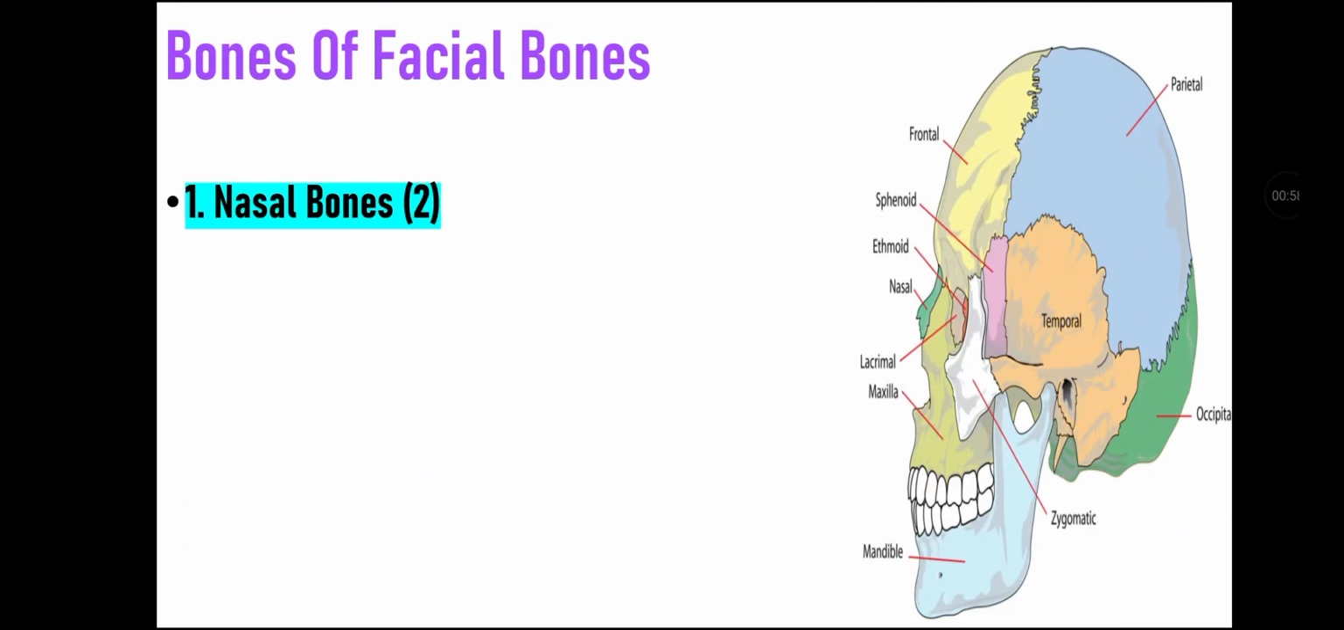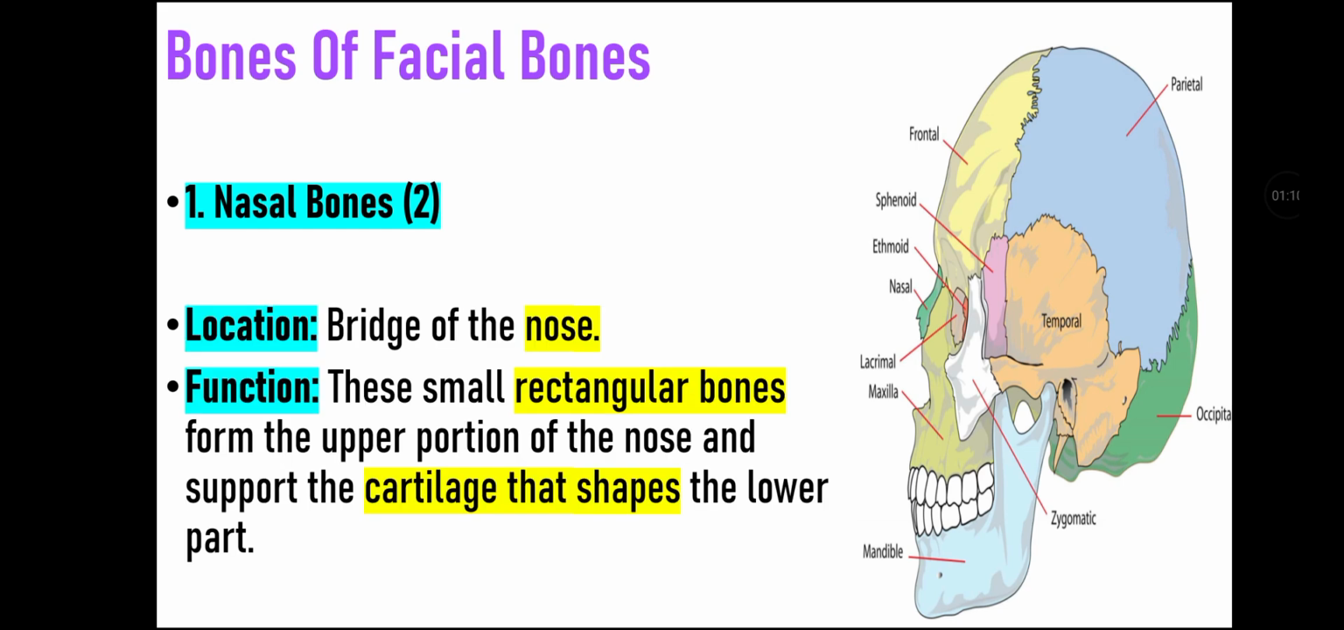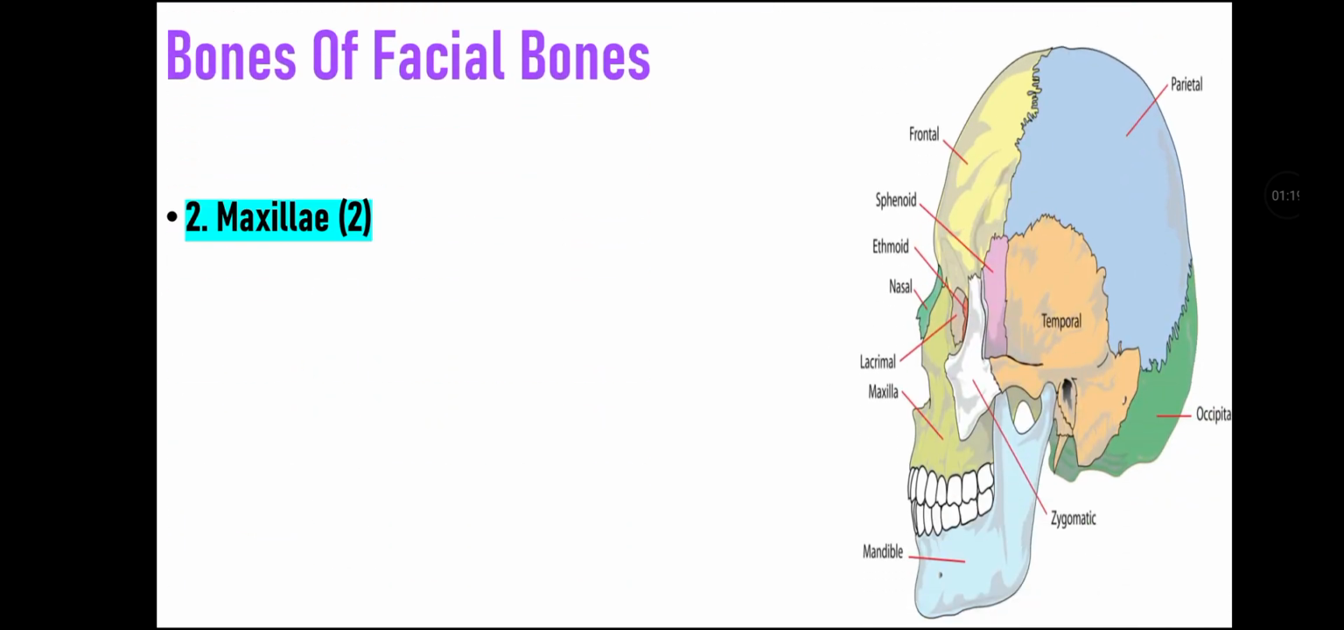First we have is nasal bone, that you can see in diagram. The green color bone in front is a nasal bone. It is pair bone, that means there will be two nasal bone in every skull. Location: it is located at the bridge of nose. Function: these small rectangular bones form the upper portion of nose and support the cartilage that shapes the lower part of the nose.